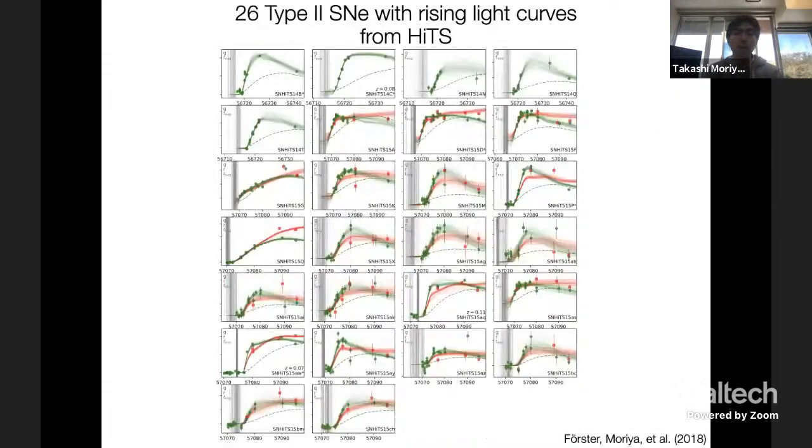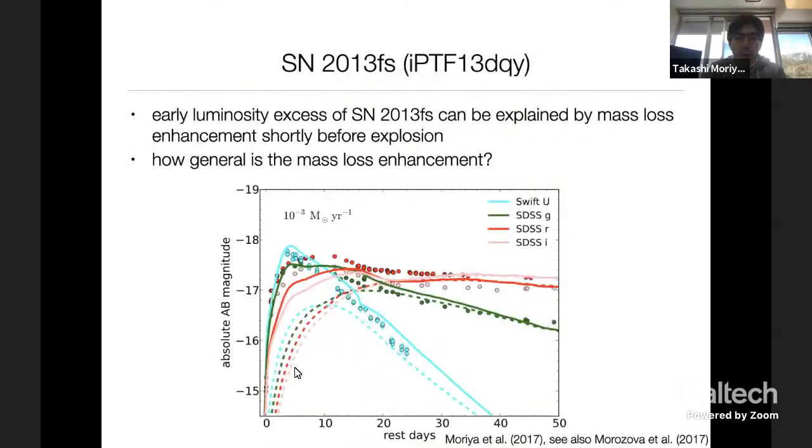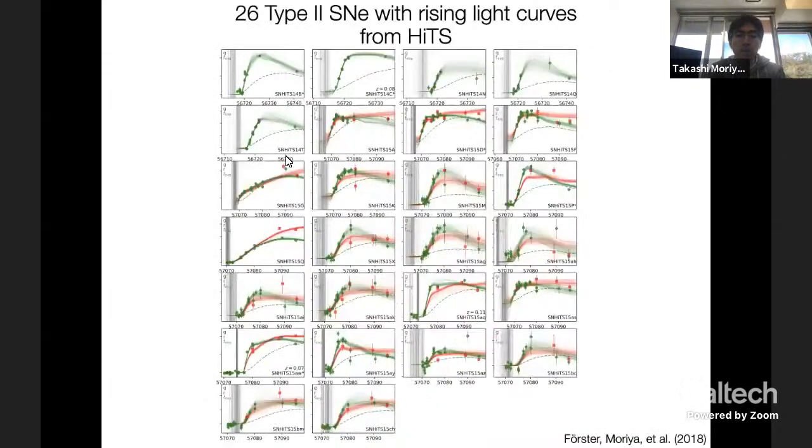And this is all the 26 type 2 supernovae with early detection in G band, shown in green, and R band, which is in red. As in this figure, the dotted line is the model without circumstellar matter, and the solid line is the model with circumstellar matter. In this case, we did MCMC fitting to estimate the parameter range to explain this early light curve.